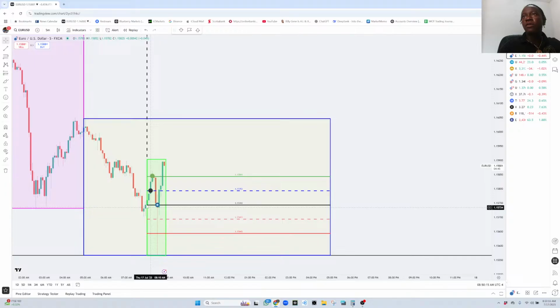But if it moves bullish, I'll put that green dot. If it moves bullish again, I'll put a green dot. Bullish again, a green dot. And then if it moves back down 10 pips, I'll put the blue dot. If it moves back down 10 pips again, that confirms the reversal of price, then I'll put a red dot.